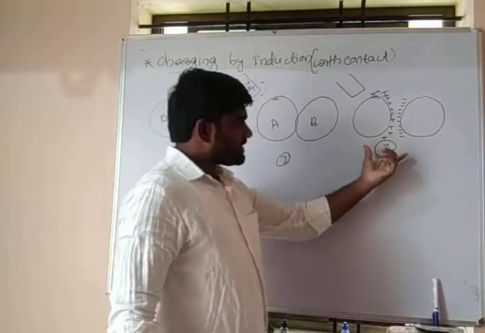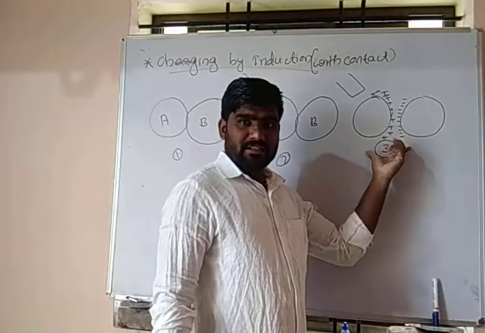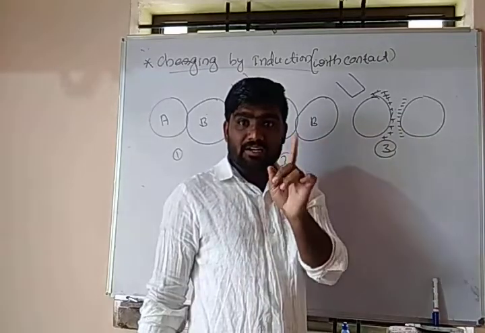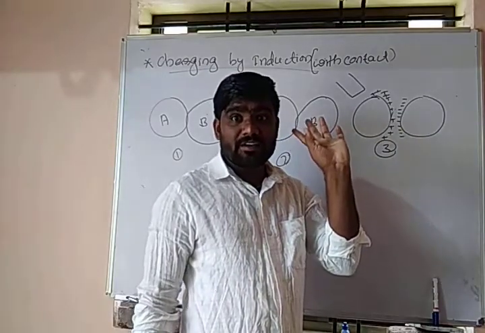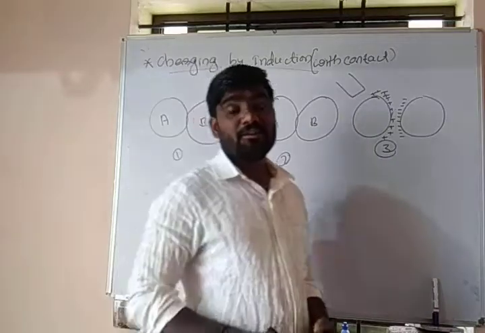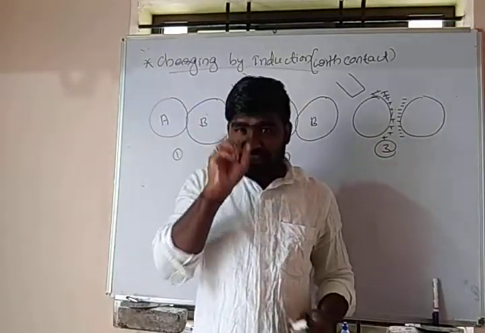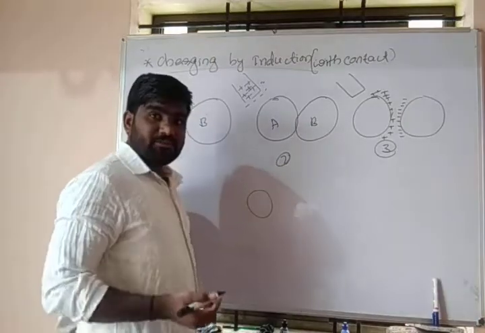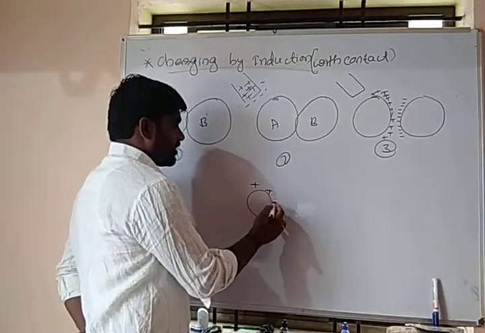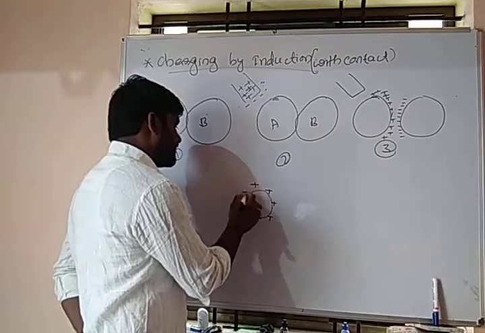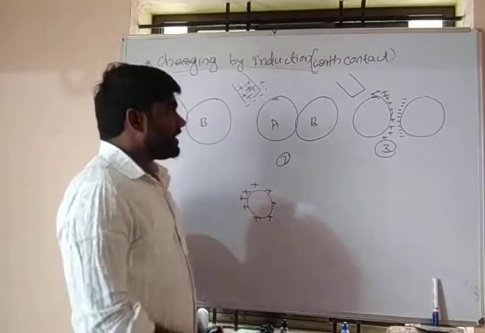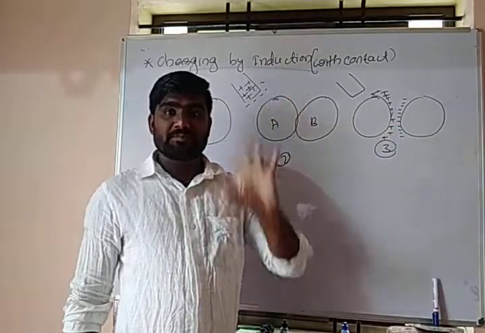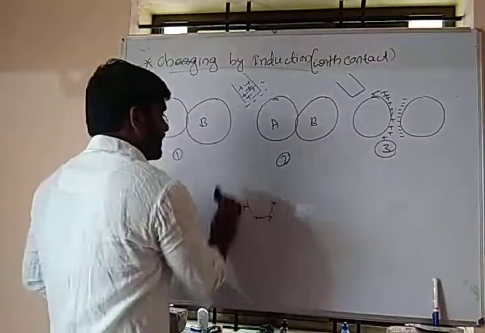So in this case, see here, the charges are not at all uniformly distributed. So what is uniformly distributed? Uniformly distributed means, if it is your sphere, all the charges are accumulated over the surface of the conductor. In this case, we cannot say the charged particles are uniformly distributed.